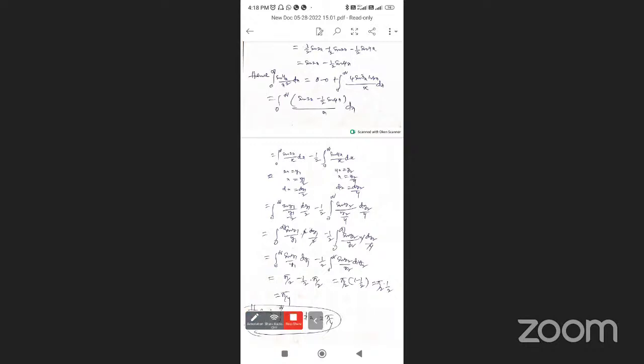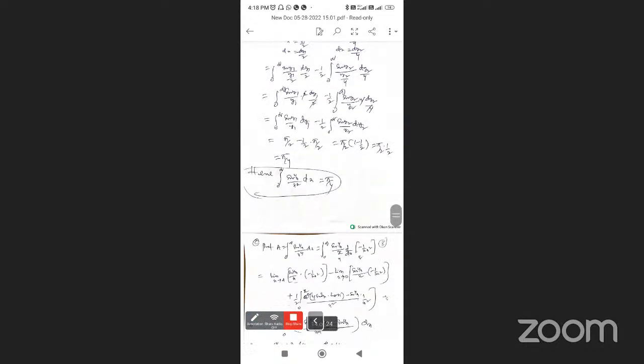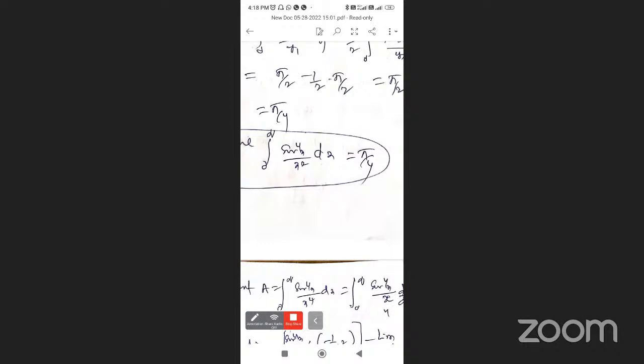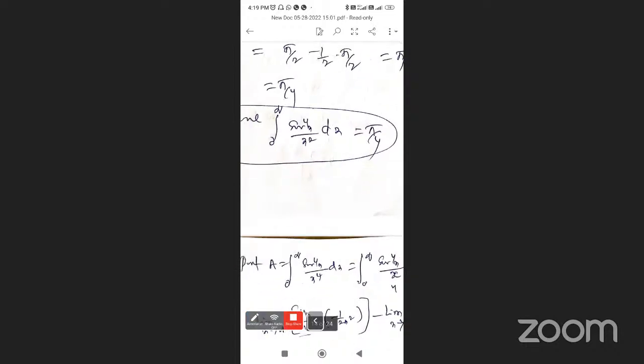So clearly, the integral from 0 to infinity of sin to the power of 4 x square dx is equal to pi by 4. Okay, so next.